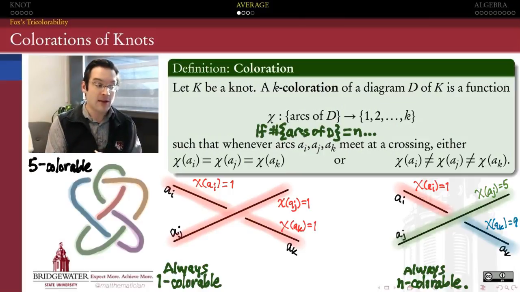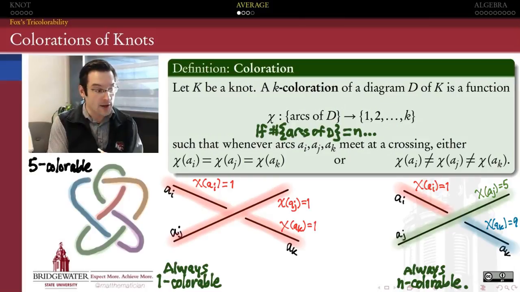Well, every knot diagram will always be one colorable. We can always just take a single color and color in the entire knot diagram the same color. We call that a trivial coloring. That always works for any knot diagram because it meets this sameness criterion at every single crossing.